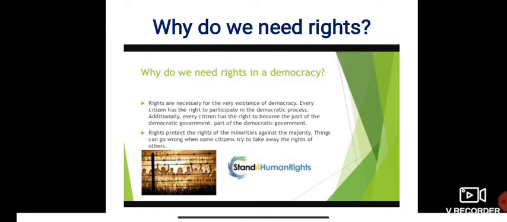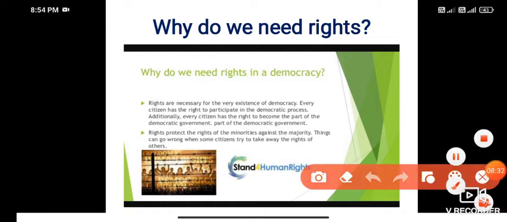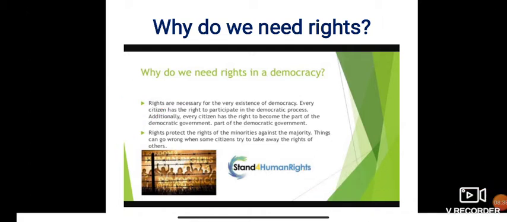Okay, so see, here there are 2 points given out. So what is the point actually trying to say? Rights are necessary for the very existence of democracy. So every citizen has the right to participate in the democratic process. Additionally, every citizen has the right to become part of the democratic government. So that is why rights are necessary in a democracy. And another one is that rights protect the rights of the minorities against the majority. So in a country like India, we have minority and majority groups.